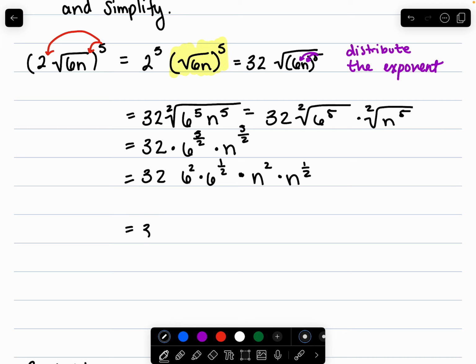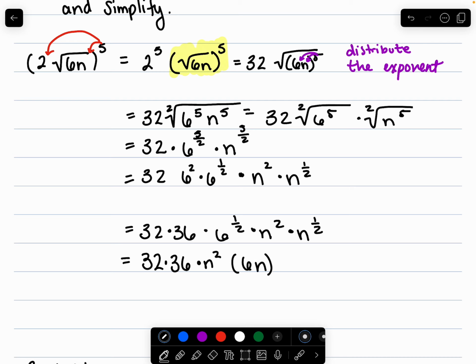I'm kind of going faster, but if you get it, you get it. 32 times 36 times 6 to the 1/2 times n squared times n to the 1/2. Now we just rewrite it. 32 times 36 times, rewrite it with all the whole number fractions, exponents, and then you combine the ones with common exponent. Okay. You combine it with the common exponent. They're the same, so they can be in the same parentheses.